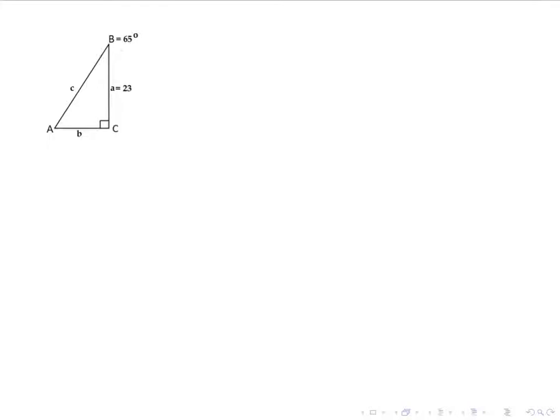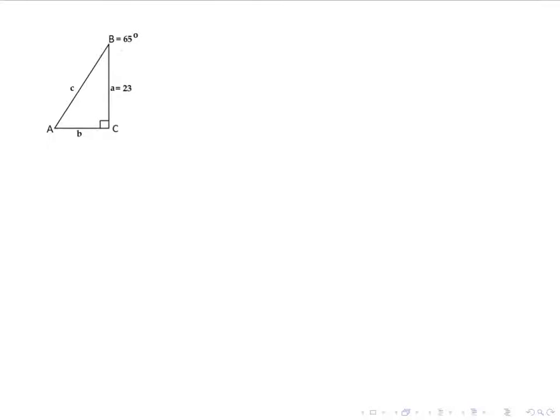So we're going to do our first example. Here's a triangle. Again, C is the hypotenuse, and angle C is the right angle, it's the 90 degrees. I'm given that angle B is 65 degrees, and side A is 23. So I'm given angle B, angle C, and side A, and I need to find the other three pieces: angle A, side B, and side C.